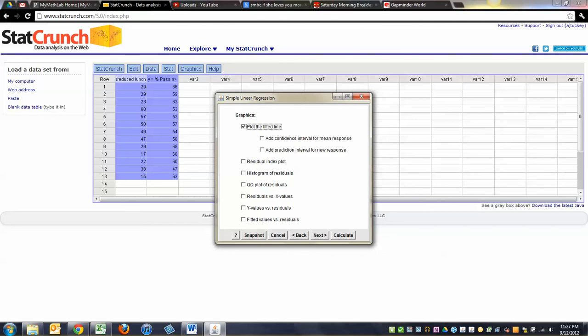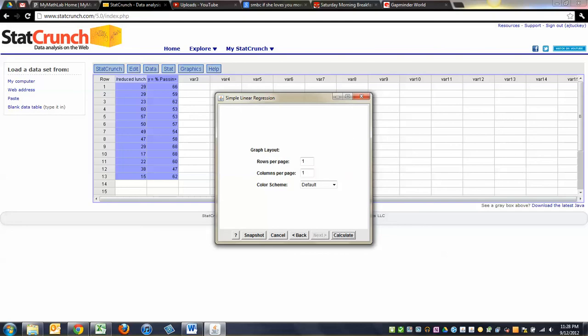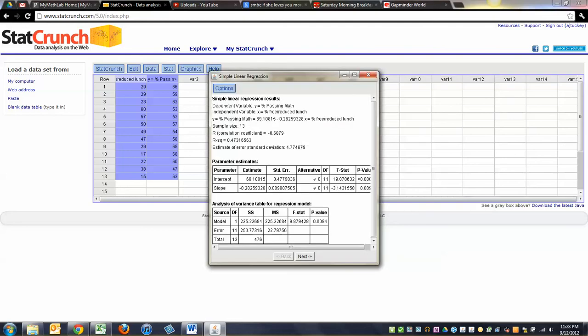Residual plot, we'll talk about that later. That's coming up in section 4.3, so we'll come back to this, but you can turn on some of these if you want. It's this one I think that we like the most, residuals versus x values, but we're not going to do that. And then graph layout, that's fine. Calculate.